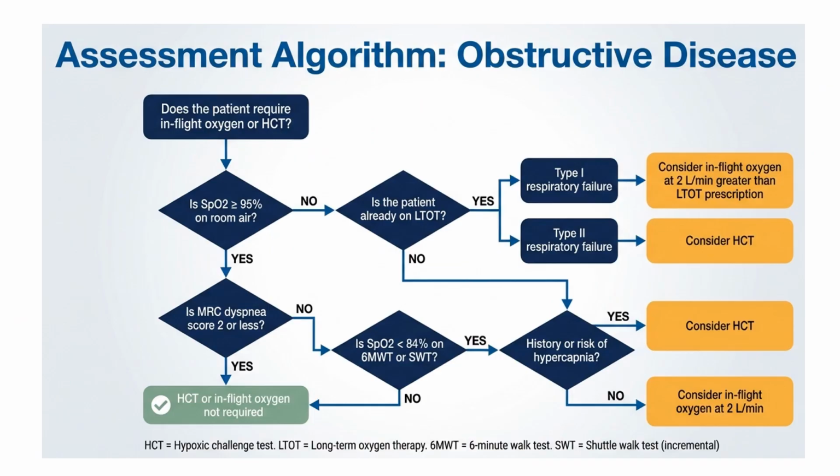Now the assessment algorithm for an obstructive airway disease patient. As I mentioned previously, if the patient's saturation is more than 95 on room air and the MMRC score is less than 2, these patients need no oxygen. If the patient is already on LTOT, we have to assess whether it is type 1 or type 2 respiratory failure. A type 1 respiratory failure patient needs 2 liters per minute or greater of oxygen during the air flight, and a type 2 respiratory failure patient needs a hypoxic challenge test. Like that, we'll assess the obstructive airway disease patient.